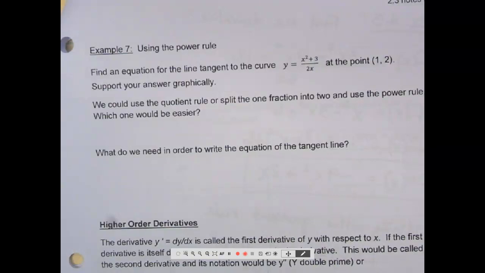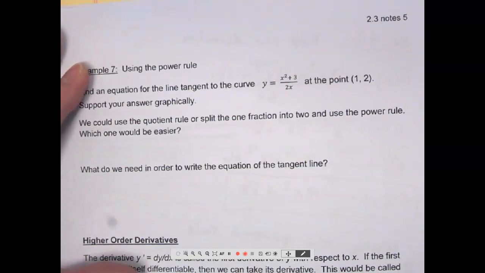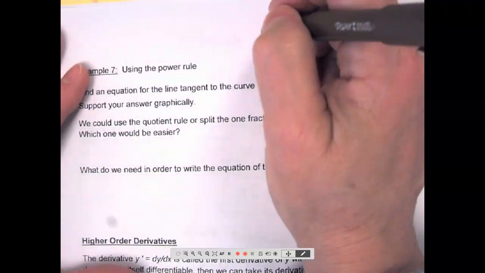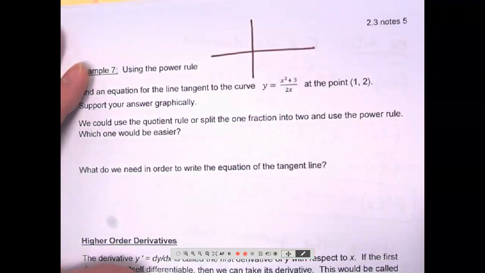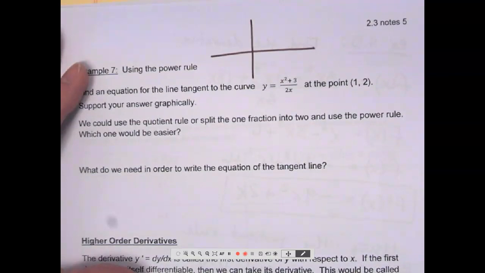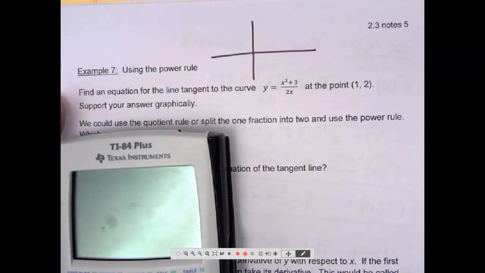Okay, so example 7. Find an equation for the line tangent to the curve y equals x squared plus 3 over 2x at the point (1, 2). Support your answer graphically. We could use the quotient rule, or split the one fraction into 2 and use the power rule. Which one would be easier? What do we need in order to write the equation of the tangent line? Let's first look at the graph of this and see what it is we're finding. I'm not totally sure what that graph looks like, so let's graph it and see.